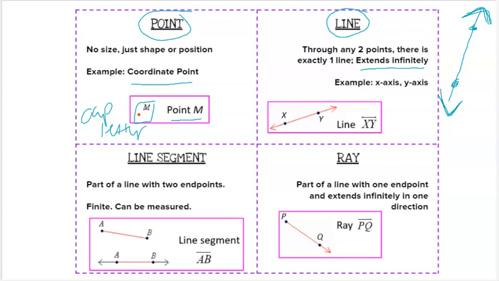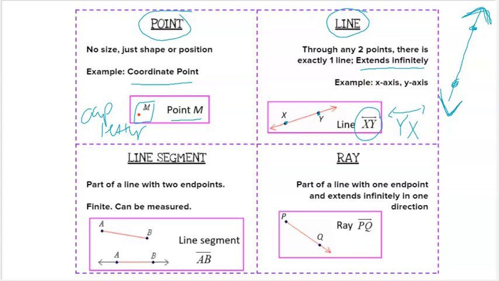We name it by any 2 points on the line. In this case, our line has the points X, Y, so this would be line XY. We draw it with the arrows over the top. We could also name it line YX. It does not matter the order of the letters. It just matters that you have 2 points on the line being represented.